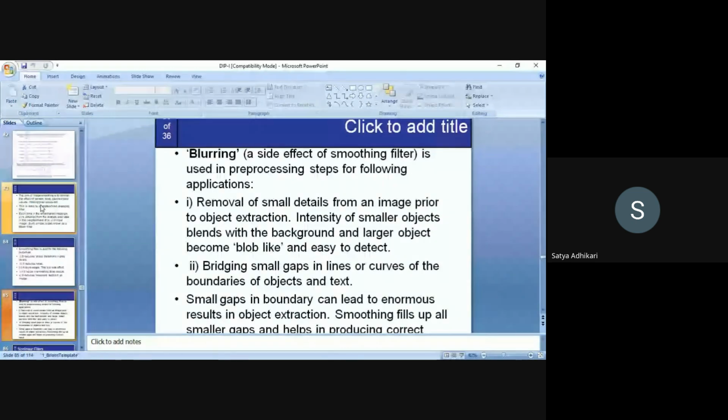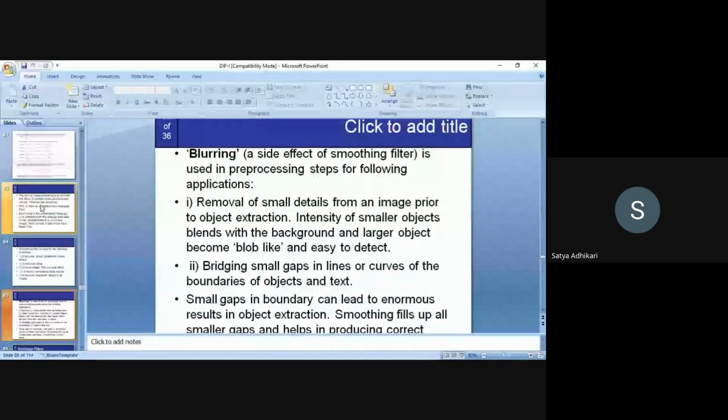As we discussed in the last slide, blurring is a side effect of the smoothing filter, which is used in pre-processing steps in the following applications. Removal of small detail from an image prior to object extraction: the intensity of smaller objects blends with the background and larger objects become blob-like and easy to detect. So this is the first application.